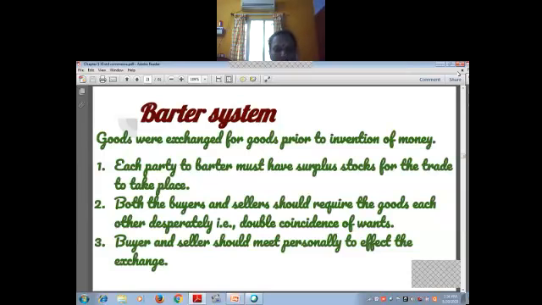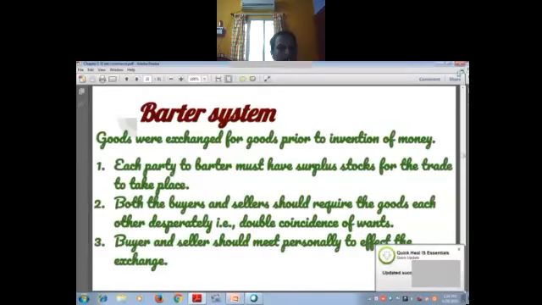In the barter system, you know very well that they can exchange their goods for some other goods, and then the buyer and seller should meet each other. Then only they can exchange their goods. Okay, a personal meeting should be there.